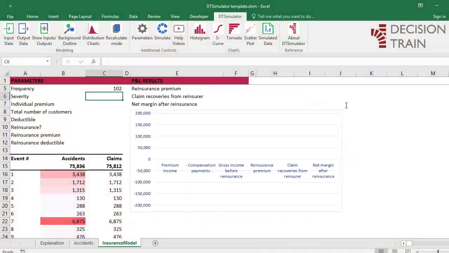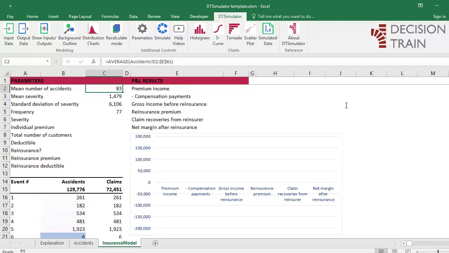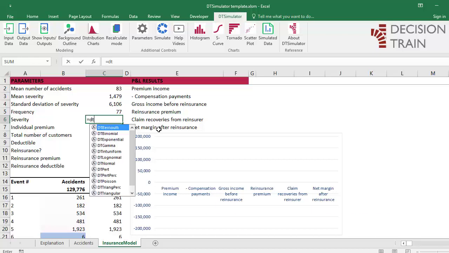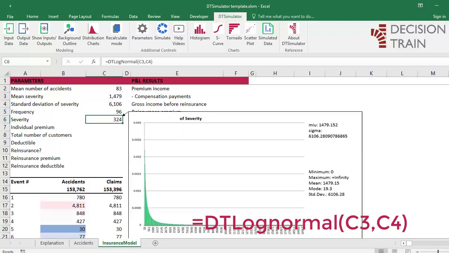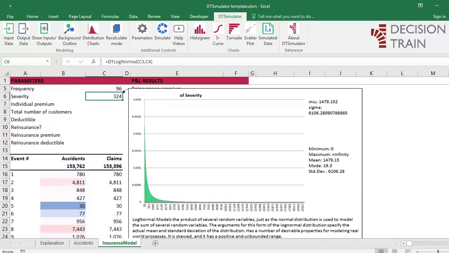8. On cell C6, we proceed to create the log normal distribution for the severity of any given accident. We have previously defined on cells C3 and C4, respectively, the two parameters required for this distribution, the mean and the standard deviation. Type on C6 equals DT log normal, open parenthesis, C3, comma, C4, close parenthesis. This will show you as a comment the following chart on this distribution function.